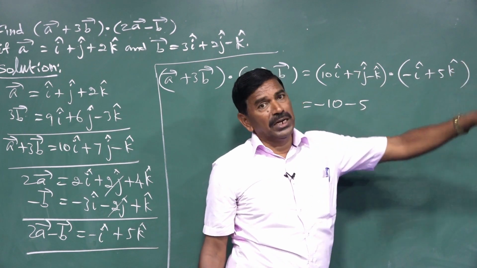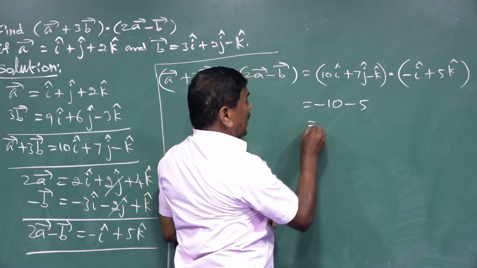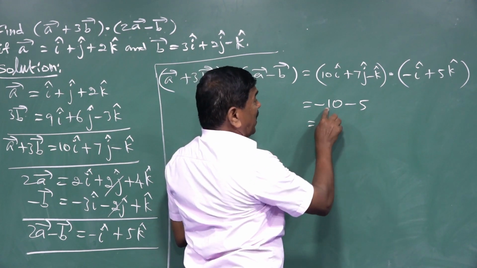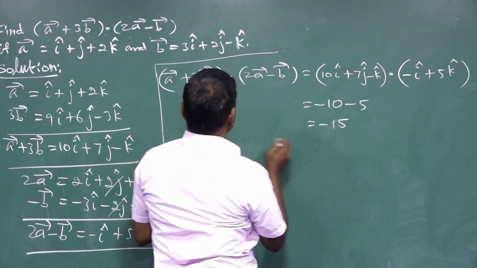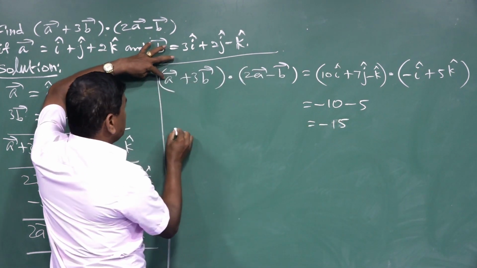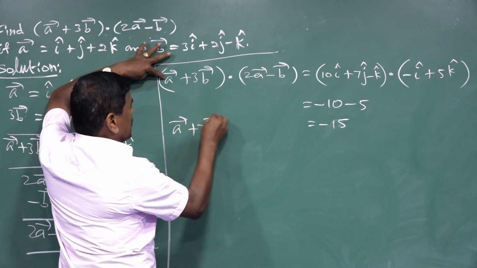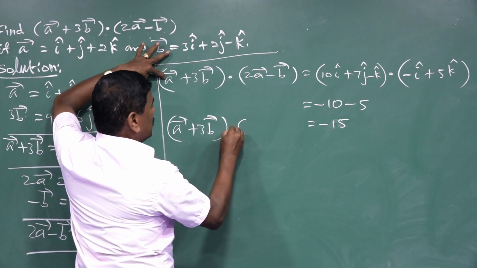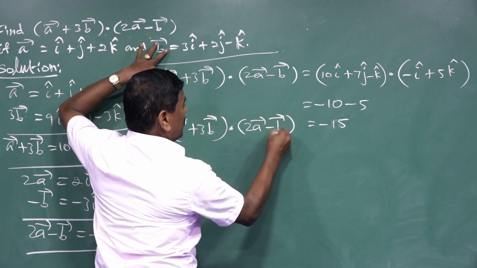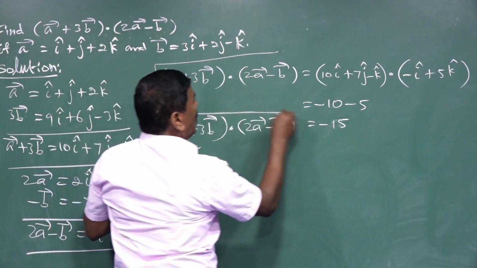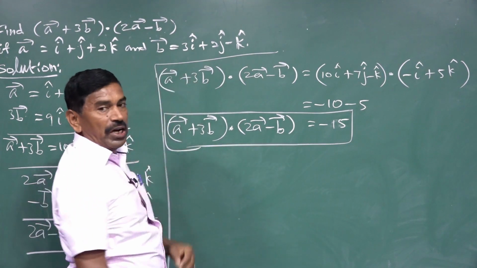So that is why we are not multiplying. So, which is equal to minus 15, minus 10, minus 5, which is equal to minus 15. The left hand side as it is, which is (a vector plus 3b vector) dot (2a vector minus b vector) is equal to minus 15. So which is the required value?